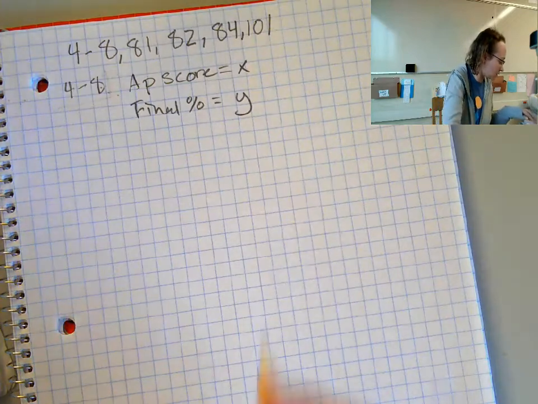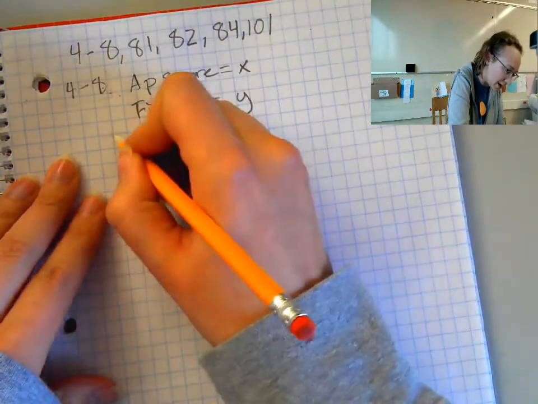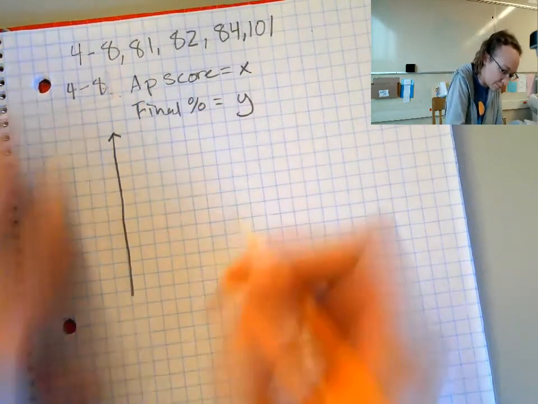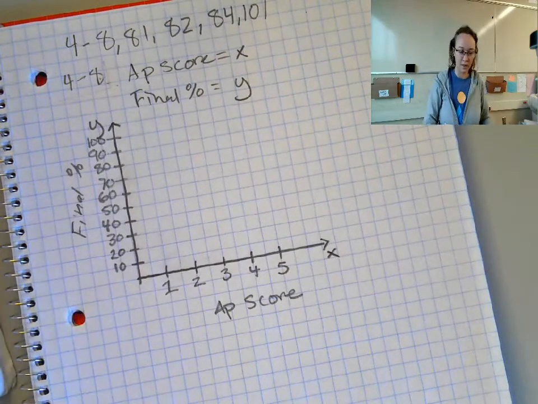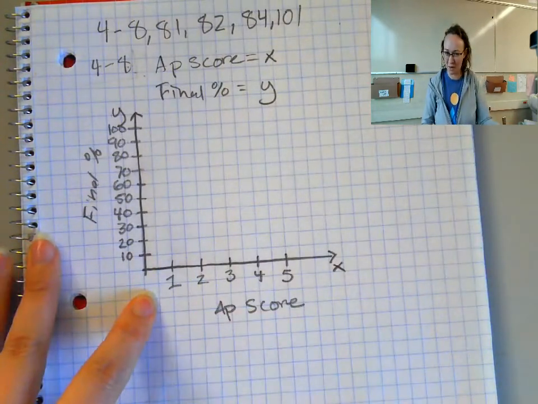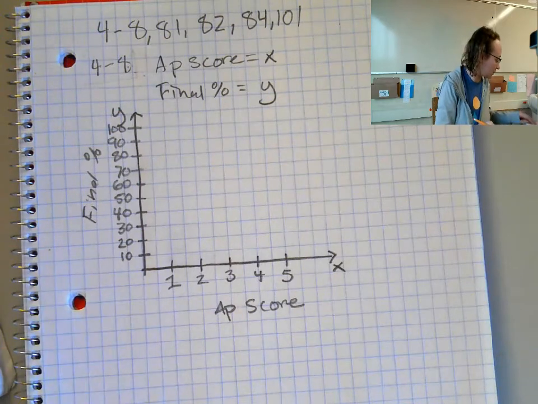So AP score, it looks like it counts by ones and it just goes up to 5. The y-axis goes up to 100, so I'm going to need, maybe I'll count by tens on that. And I chose to scale my x-axis by skipping ones just to make my graph a little bit easier to read. All right, so now I'm going to enter my points.